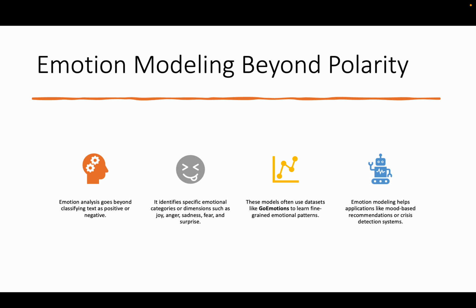This richer representation helps applications like mood based recommendation. For example, music streaming services may use emotion analysis to suggest cheerful playlists when the user expresses sadness, or calming songs when stress is detected. Emotional modeling enables systems to connect human psychology with data science, bringing together emotion and retrieval.